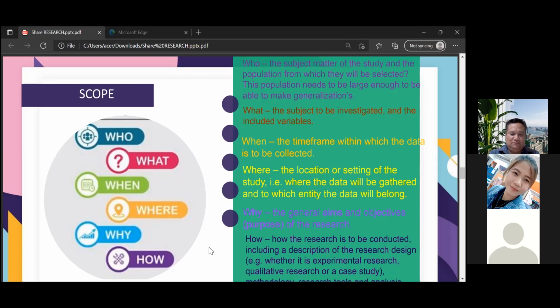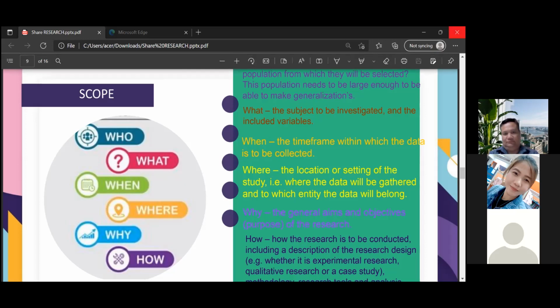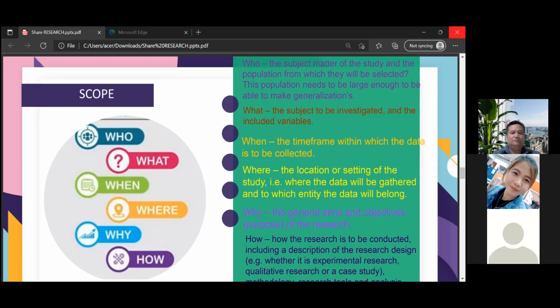Then let us discuss first the who. Who is the subject matter of the study and the population from which they will be selected. This population needs to be large enough to be able to make generalizations. And then what? What is the subject to be investigated, and the included variables. Then when? The time frame within which the data is to be collected. Where? The location or setting of the study. Example is where the data will be gathered and to which entity the data will belong.